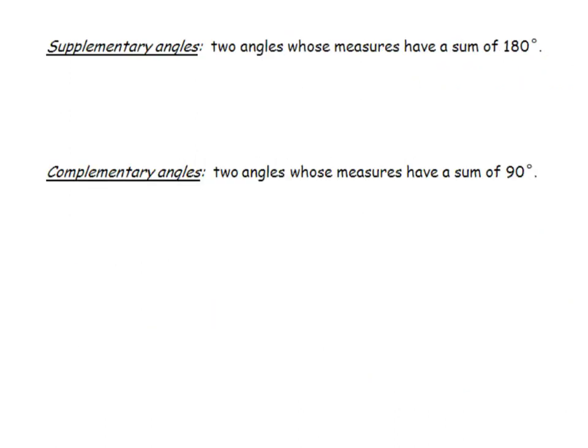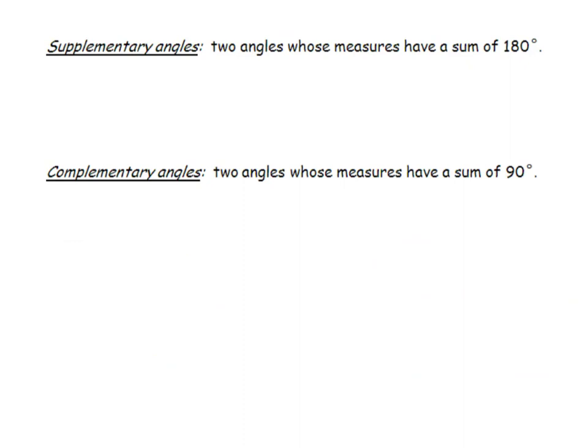All right, you guys, we're coming up to two terms that are going to be used for the rest of the year. You will hear these words up until the very last day of class. We've got something called supplementary angles and complementary angles. Supplementary angles are two angles whose measures have a sum of 180 degrees.